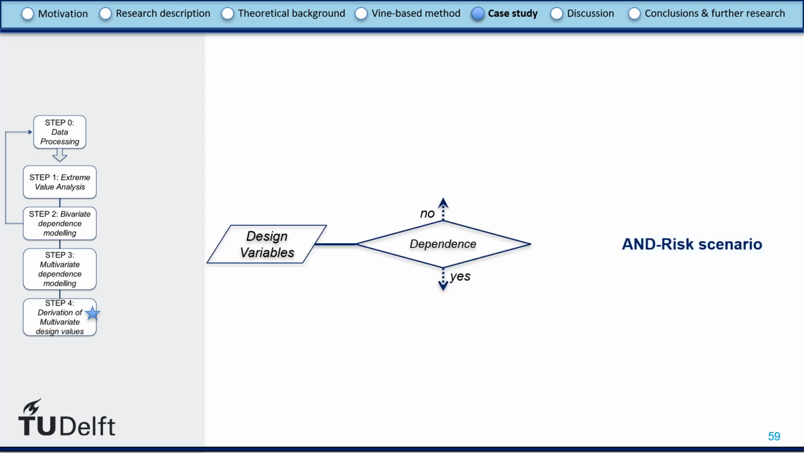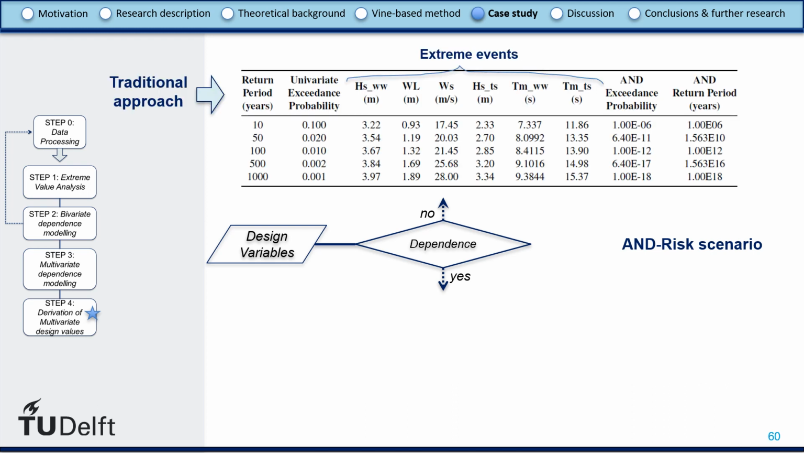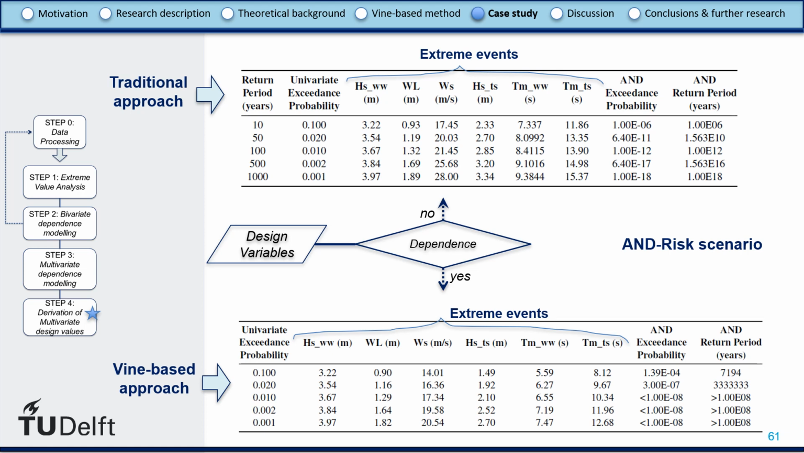So the traditional approach, as we said, assumed that the design variables are independent. So then we would perform 6 univariate analyses for each of the variables that we are studying. Then we have the results from the vine-based approach. And it's important to notice that we call the combination of these design values extreme events in both methods. And we can see them highlighted in blue.